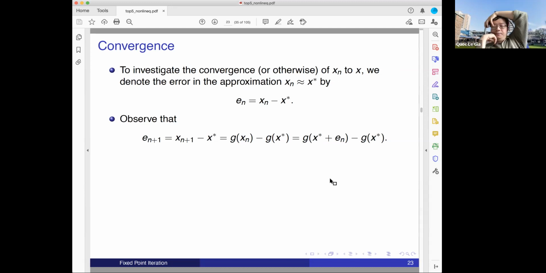So now what is the next step? What I'm trying to do is relate en plus 1 with en. The first step is I just use the definition of the iteration and the fixed point definition, and then I get something like this. And now I want to relate this with en. So what should I do? Anyone?